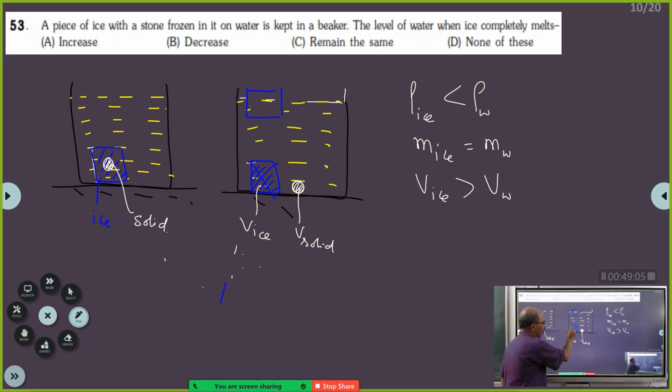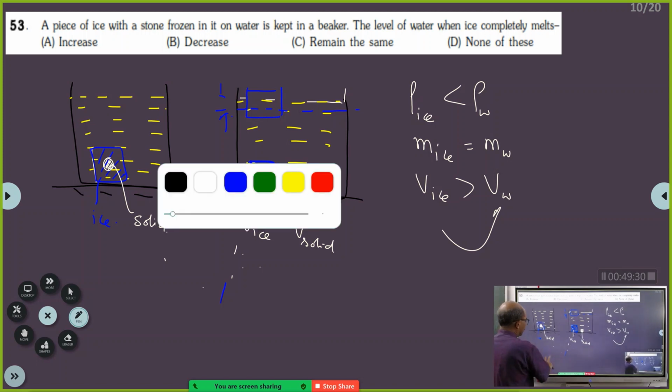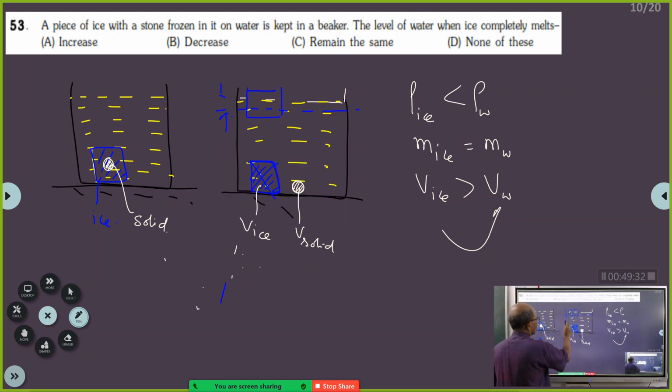and now after it melts, the volume of this body will reduce because it will get converted to water. And therefore the level here should decrease. Correct? If the ice melts, the level here should decrease. I am just going with the logic. Do you agree? The level should decrease by so much.